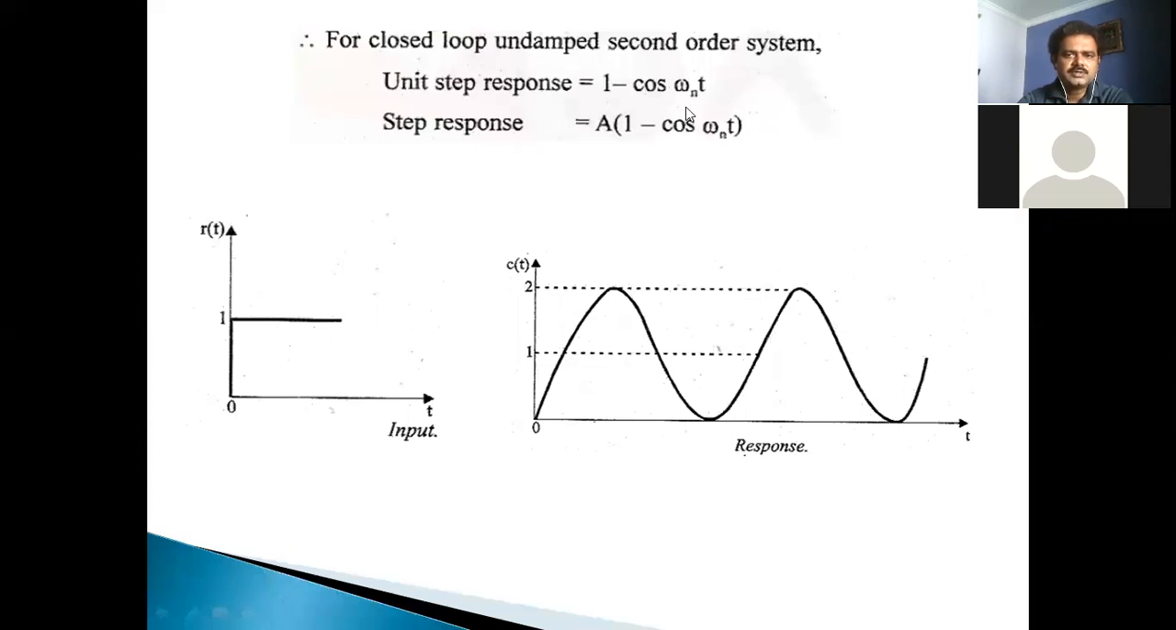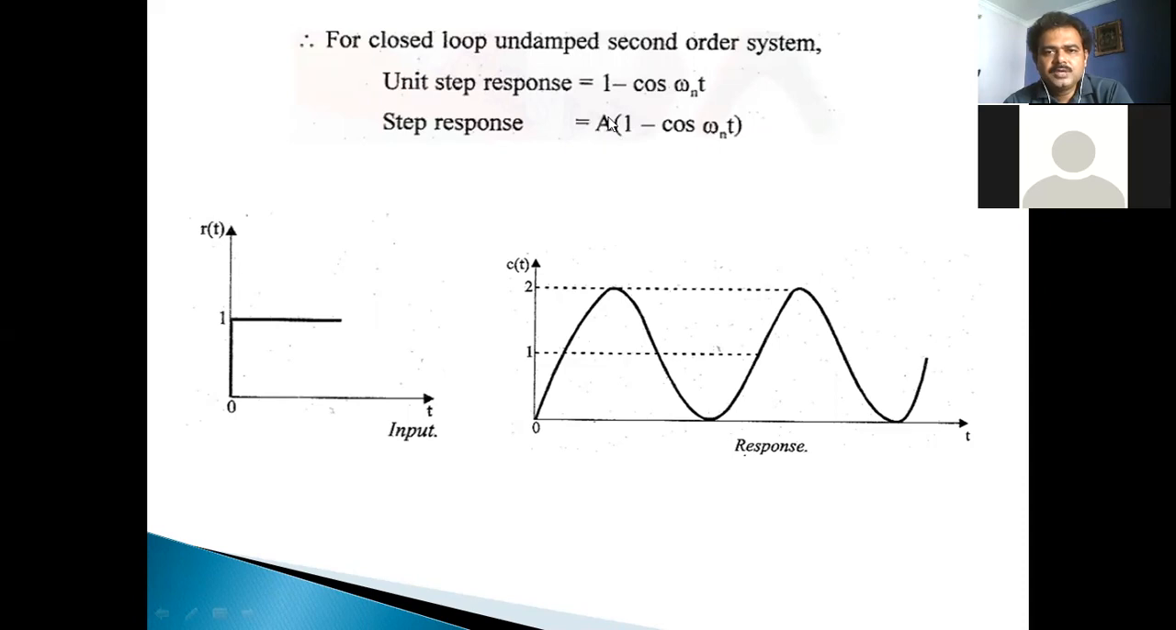The response, if we substitute the omega t values, for the same unit step input, the system never settles. It is an oscillatory system. There is no damping, so without any damping it never comes to steady state. The response always lies in between 0 to 2.